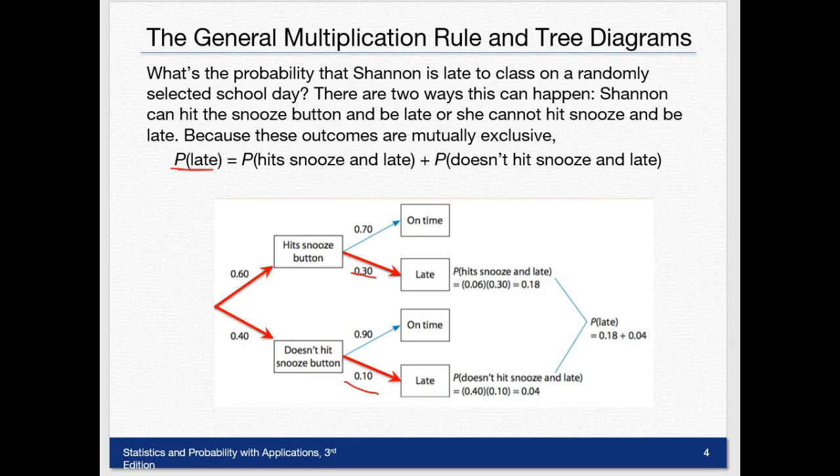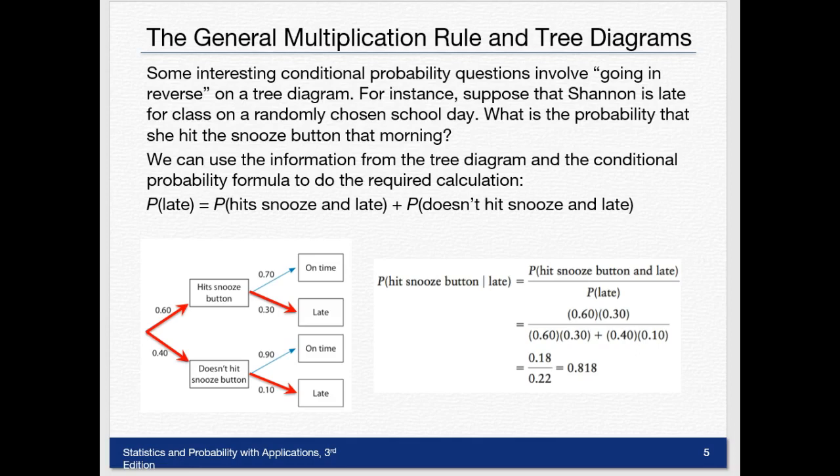All right, so some interesting conditional probability questions involve going in reverse on the tree diagram. For instance, suppose that Shannon is late for class on a randomly selected day. What's the probability that she hit the snooze? So we can use the information from the tree diagram and the conditional probability formula to do the required calculation. We already stated this part right here, that if she's late, we've got to consider she hit the snooze, she didn't hit the snooze. There's two ways she could be late. Our probability formula for a given probability, remember whatever's on the back end of the statement, that goes in the denominator.